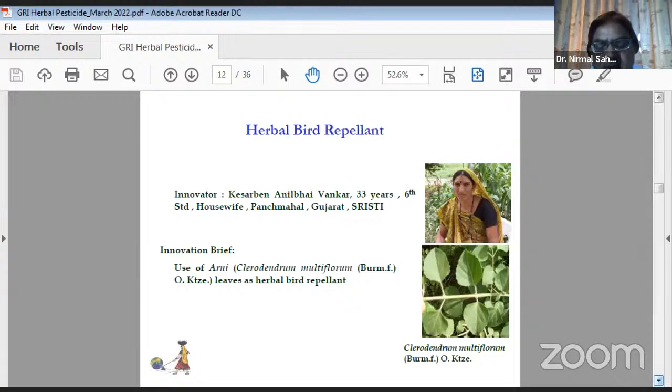which is giving, not only in the earlier practices, this was able to control smut, a fungal disease. But as per this innovator, it is also acting as a bird repellent. While the farmer is putting the seed in the soil, it's a very common practice that some birds come and eat some of the seed which is above the ground. To control that, this kind of formulation can be sprayed to repel the birds.